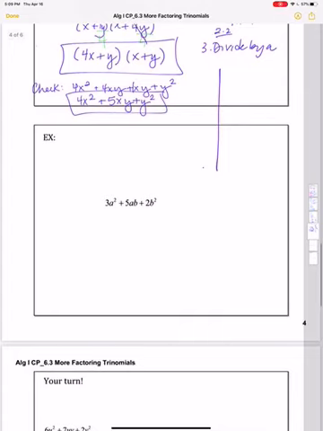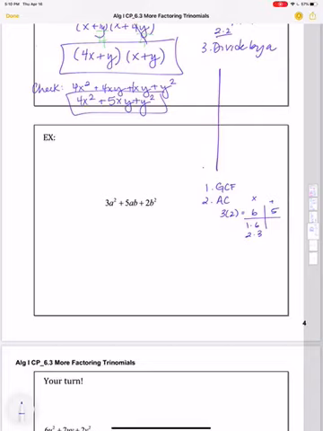Alright, so let's try another example. We've got two letters, no big deal, not going to fret. Number 1, look for a GCF. 3, 5, and 2. Nope, nothing. Step 2, multiply a to c. So that's 3 times 2, so that gives us 6. So we're going to say what times what is 6, and added together is 5. 1 times 6, 2 times 3.